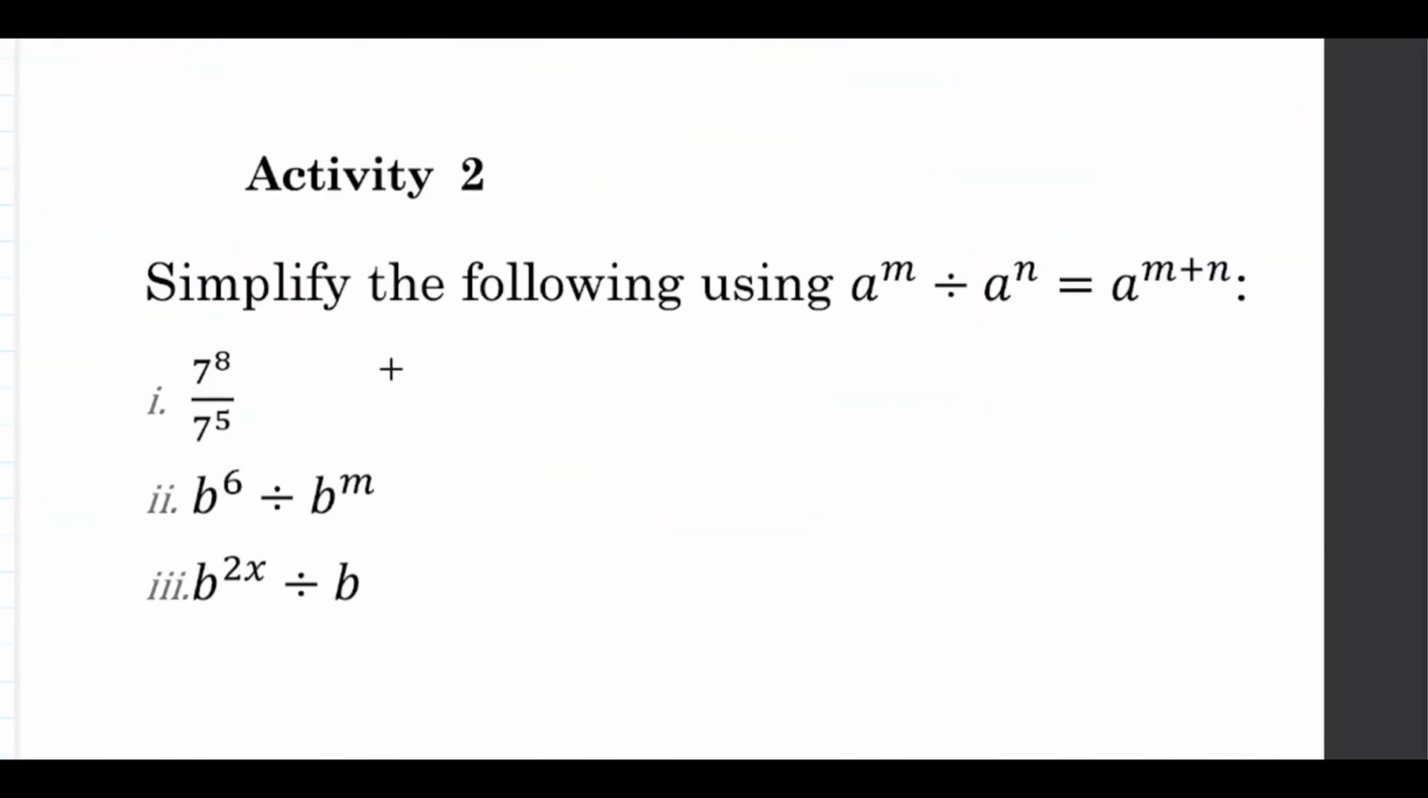So quickly, let's look at the second law of indices, or division law. Division law says that when you are dividing the same base, you subtract the power. So this is subtraction. When you are dividing the same base, you subtract the power. That is a raised to power m divided by a raised to power n will be equal to a raised to power m minus n.